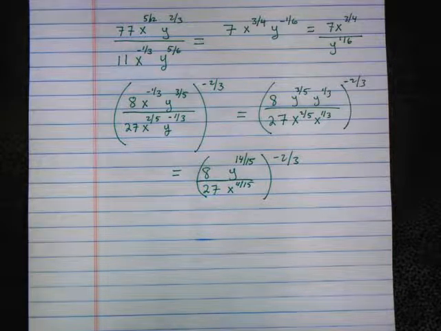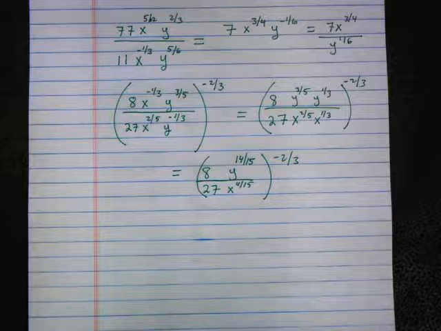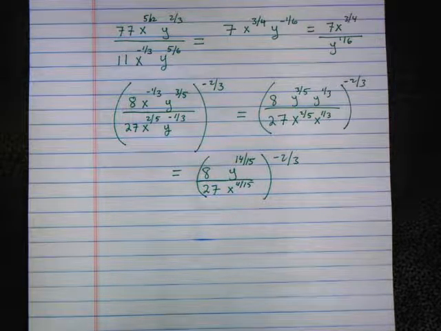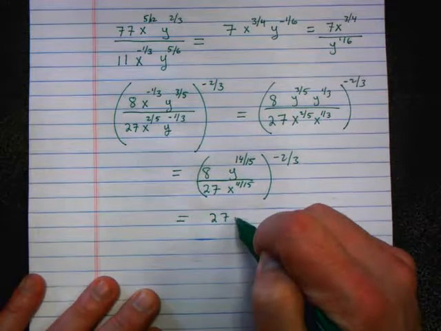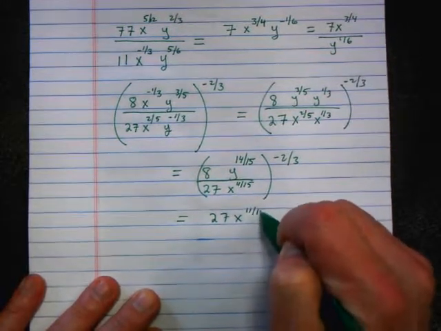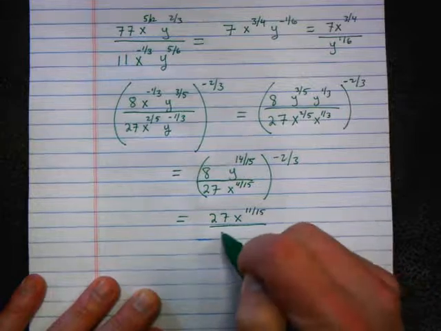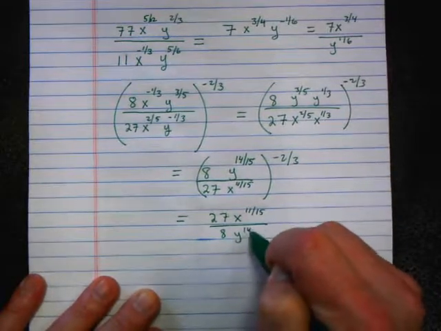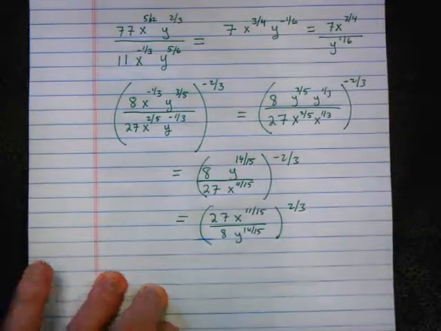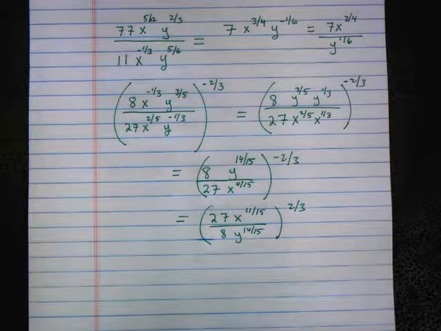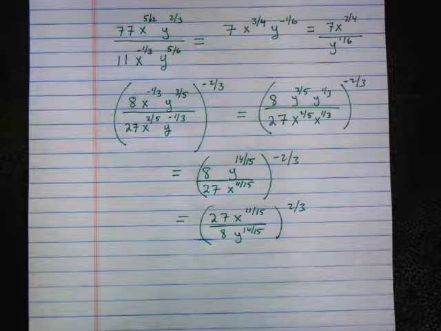All right, I think I would take the -2/3 and do it in steps. What does the negative do? It flips everything. So I would start by just flipping things first. I would write 27x to the 11/15 over 8y to the 14/15, all to the 2/3. So I would get rid of that minus sign first, and then I would do the 2/3.